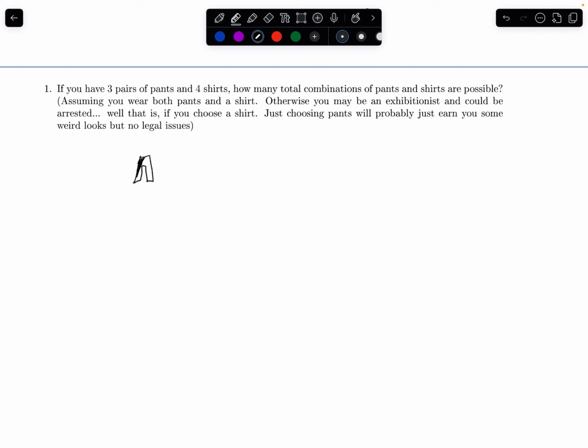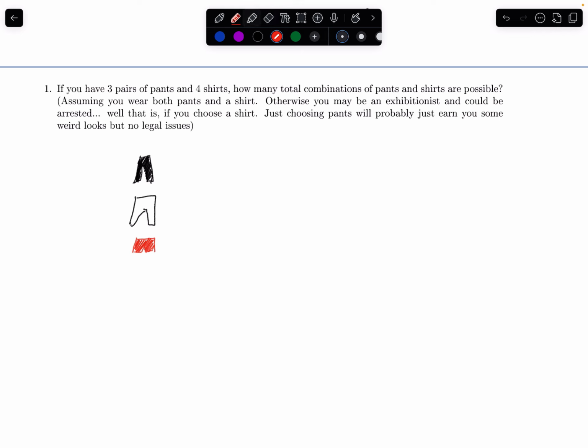Let's say you have a pair of black pants, and you have a pair of white pants. Oh, look at you wearing white pants. Okay, and then you have a pair of red pants, and your red pants are these red shorts.